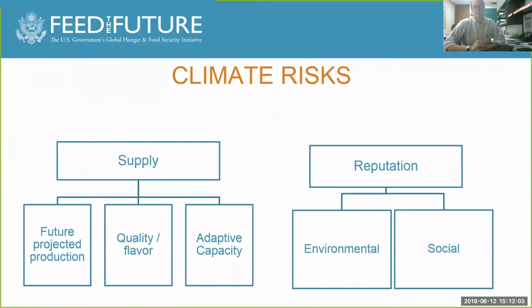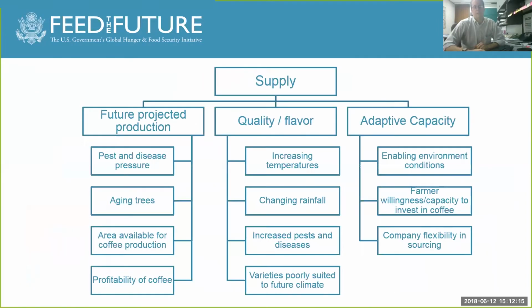I believe it was presented a bit last week by Kate in her seminar, but we've basically broken risk out into supply and reputational risks. Today we're going to be focusing more on the supply side, where we'll be looking at areas where climate change will have specific impact in the coffee sector. So we're talking about the area that's available for coffee production, increasing temperatures and changing rainfall patterns, and varieties that could be poorly suited for future climates. And these obviously all generate a level of risk for supply.